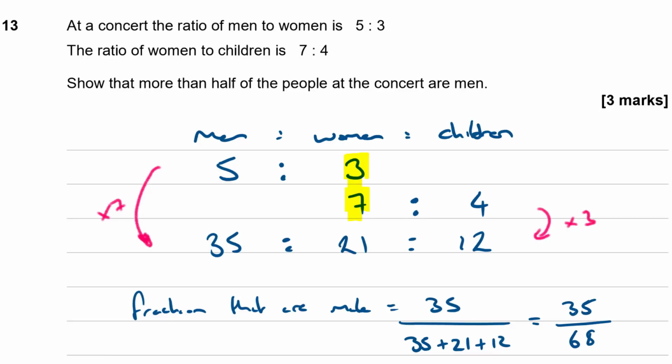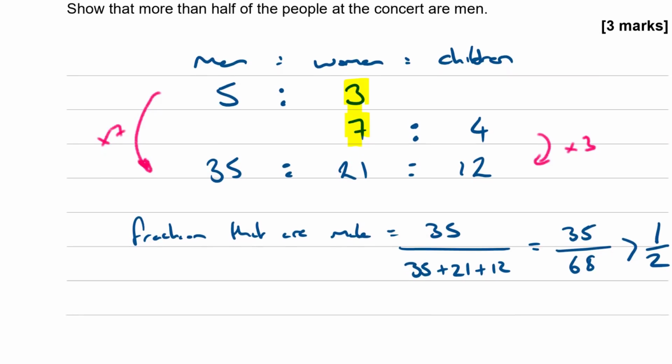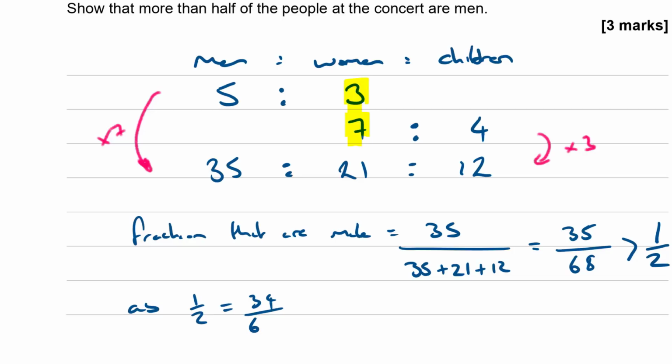And you can see the number on the top is more than half the number on the bottom. So 34 over 68 would be a half. Now, I'm just not sure if that would be sufficient for the mark scheme. I just have a feeling that they want you to be a bit more specific about that. So I'm just going to write underneath: a half is equivalent to 34 over 68.